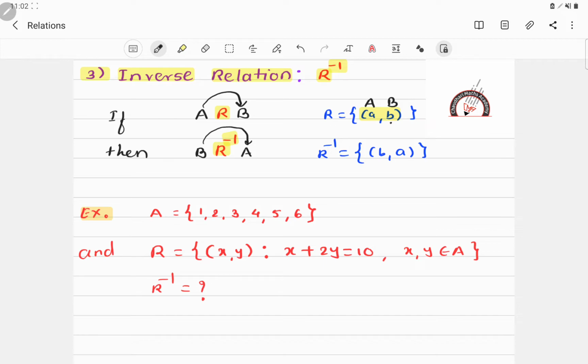So please observe, just change the position of the elements of the given ordered pair. So b becomes first and a becomes second, or the first component becomes the second component and the second component becomes the first component. Then we say these two are inverse relations of each other.